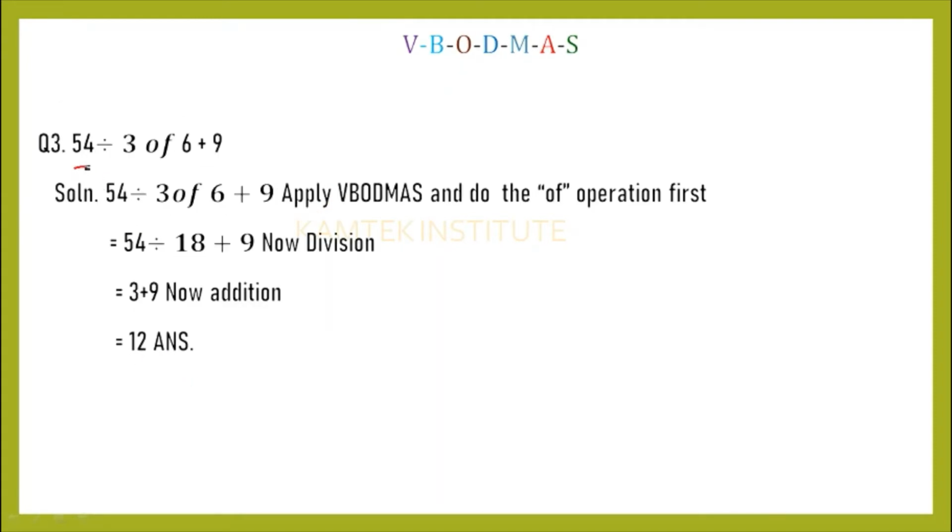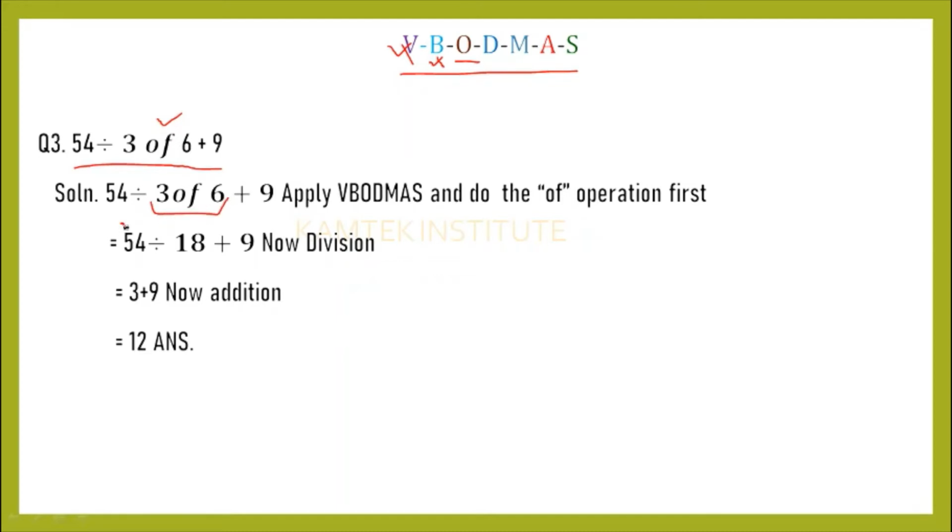Move to question number 3 over here. It is 54 divided by 3 of 6 plus 9. So we have of over here, right? So we look at the set of rules given to us. Do we have a bar over here? No, we don't have, so we skip this operation. Do we have a bracket? No, we don't have. We have the of operation that is given over here, right? So this is the first step we're going to take.